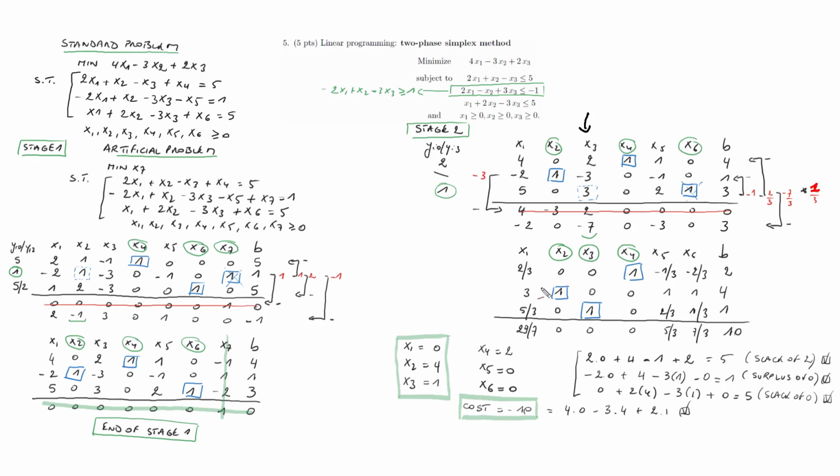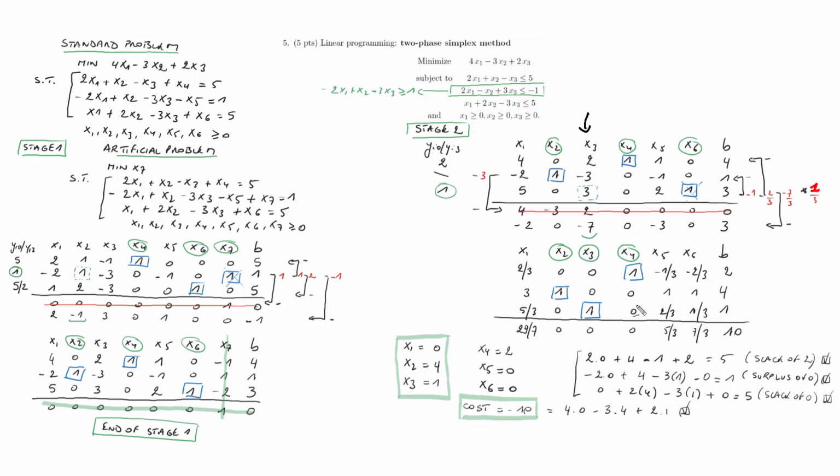This way it's correct. So if you perform these row operations, this is the final tableau that you obtain. You can see that it's the final tableau because the reduced costs are all positive. So you can read the solution first in terms of the initial variables. x1 is not a basic variable, so it's 0. x2 is a basic variable, it's 4. x3 is a basic variable and it's 1.